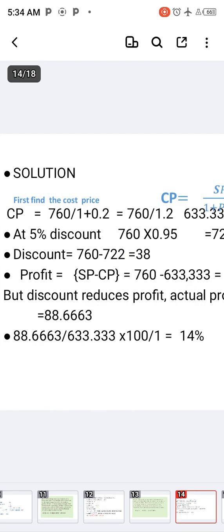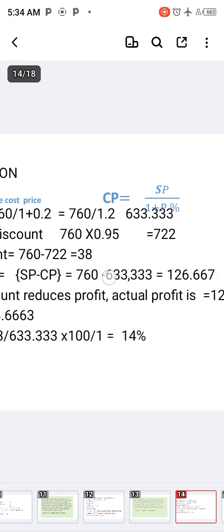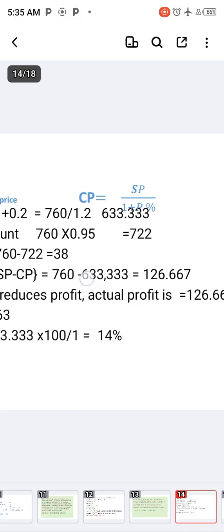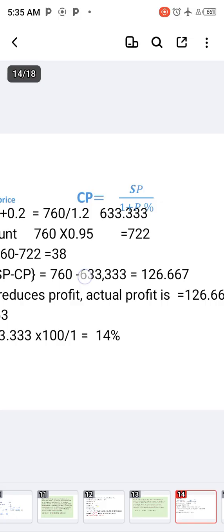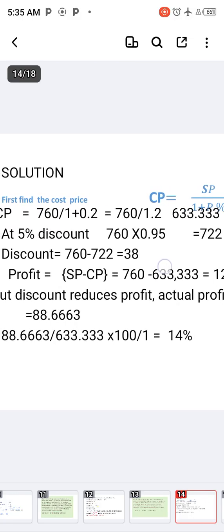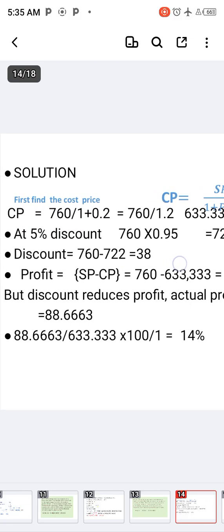The article was sold at a discount of 5%. Discount of 5% means that you reduce the selling price by 5%. And to reduce the selling price by 5% is the same thing as 760 times 0.95. That is to know the actual selling price. So the selling price is 722. 760 minus the discounted price, which is 722, gives us what? 38. So 38 naira is the discount.